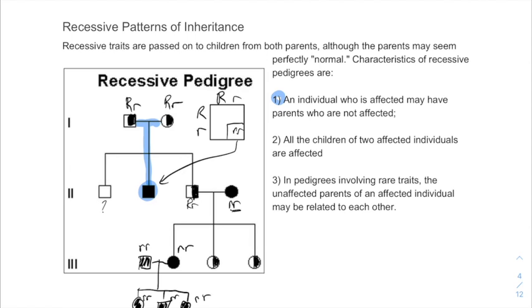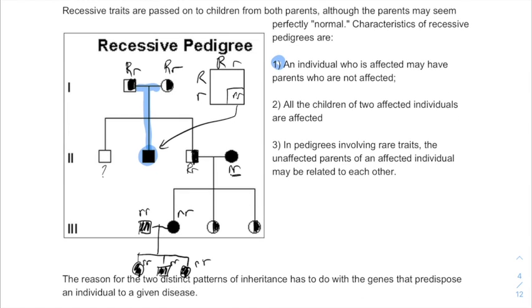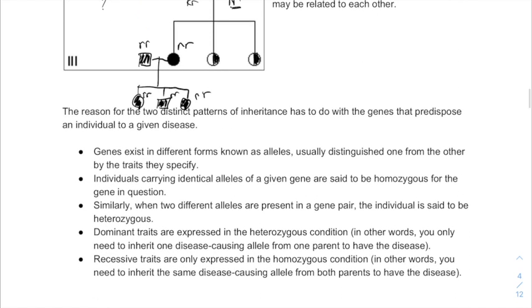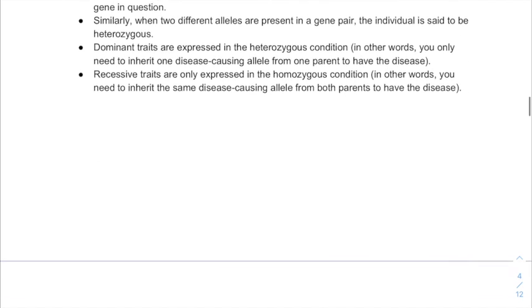In pedigrees involving rare traits, the unaffected parents of an infected individual may be related to each other. So this is another category of recessive patterns, is that sometimes they are very rare traits and they will travel through families. The reason for the two distinct patterns of inheritance has to do with the genes that predispose an individual to a given disease, and this is just simply review. There are different forms known as alleles, and they are homozygous or heterozygous, dominant and recessive.